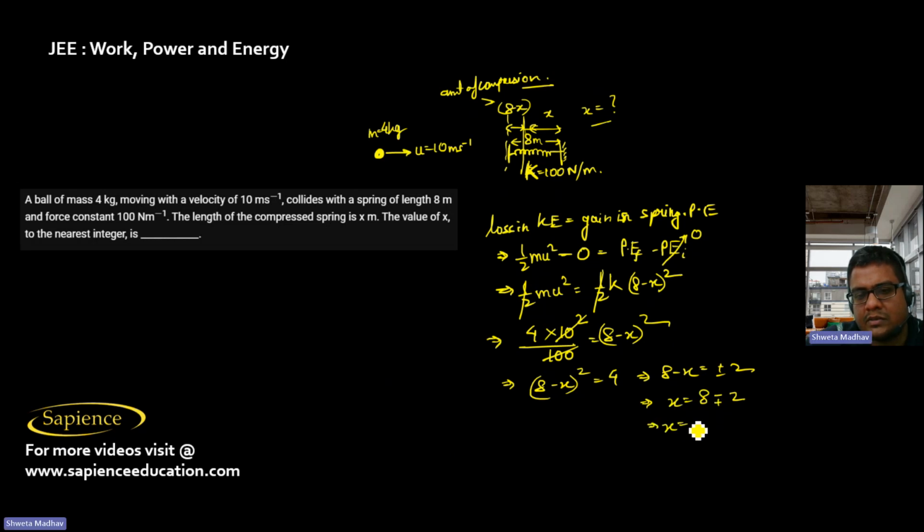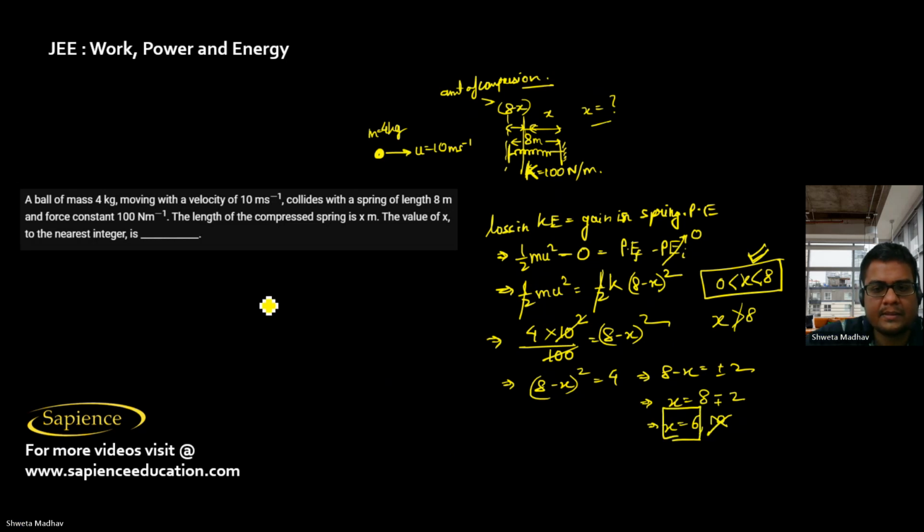So it means x can be 6 or it can be 10, but x cannot be 10, since the natural length of the spring is only 8. X cannot be more than 8. X should be less than 8 and more than 0. In this range only the x value should come. So x should be 6. That means the value of x is 6.